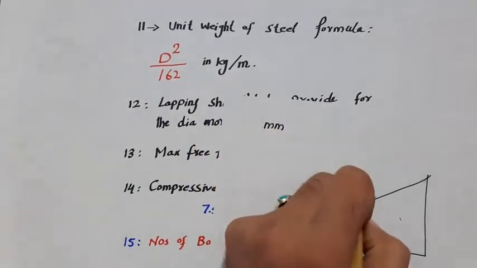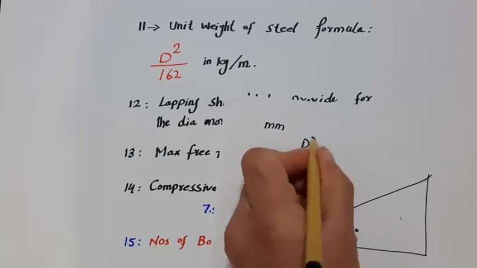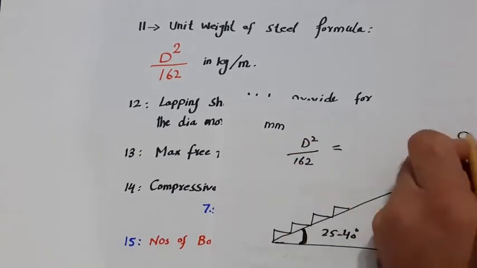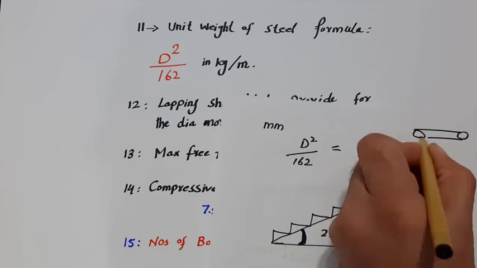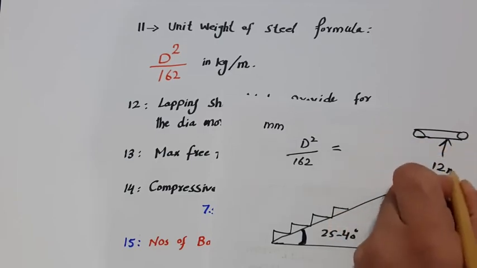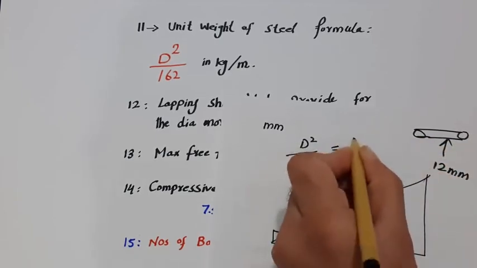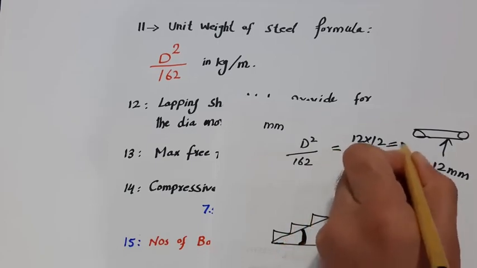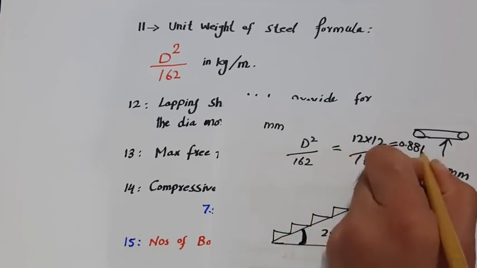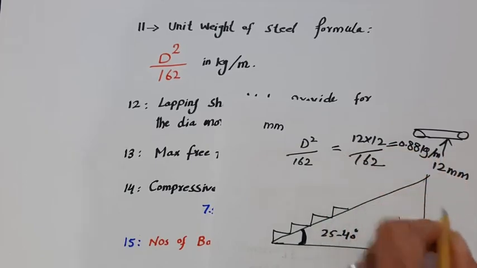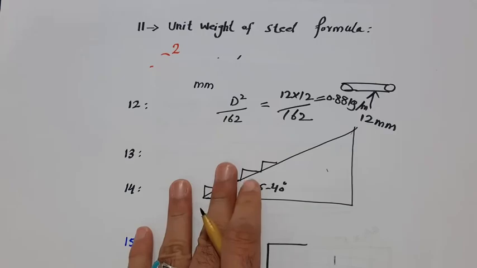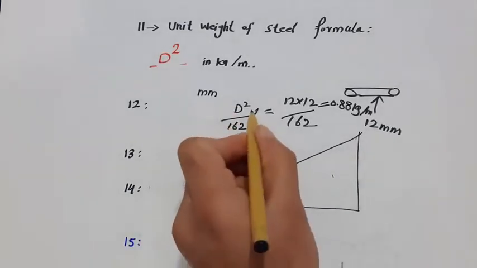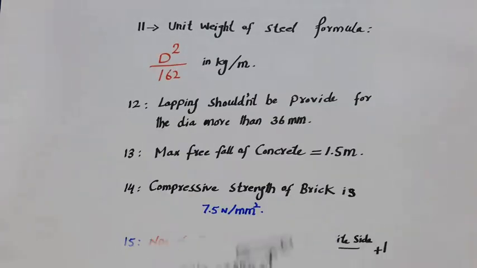For example, I am using the formula D square divided by 162 for a steel rod whose dia is 12 millimeter. So the formula will be 12 multiply 12 divided by 162, which becomes 0.88 kg per meter. This is the weight of steel for 12 millimeter dia of steel rod. Then with the running length you can also multiply, right?